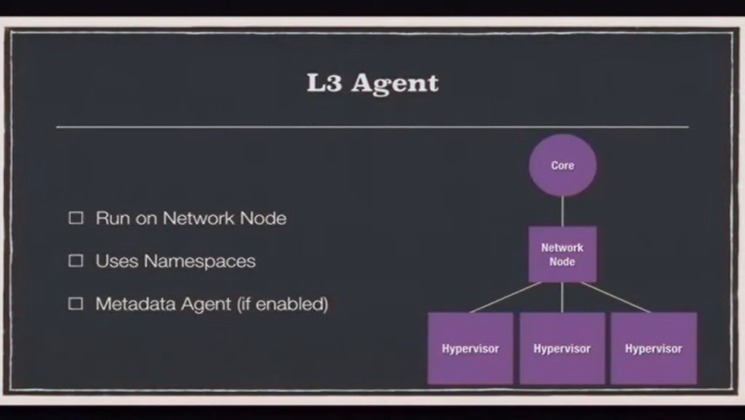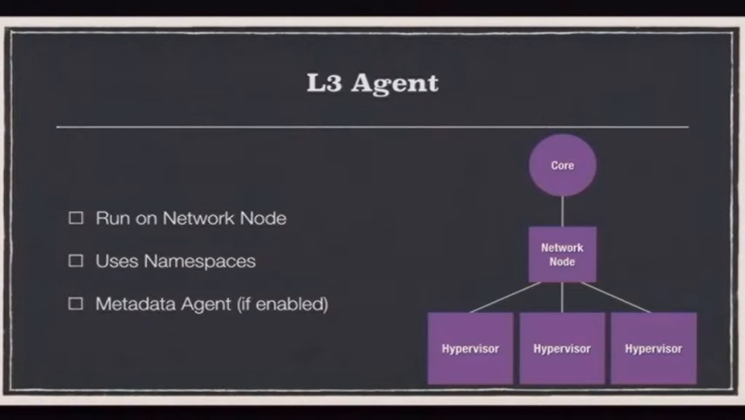The layer 3 agents. The basic one is basically starting with the router. In a typical deployment, you'll run it on a network node. You'll have some collection of network nodes. We use Linux network namespaces. It's a really cool feature that came out of some of the work for containerization. You basically get your own copy of the IP stack, which allows you to have overlapping IPs within the same host.